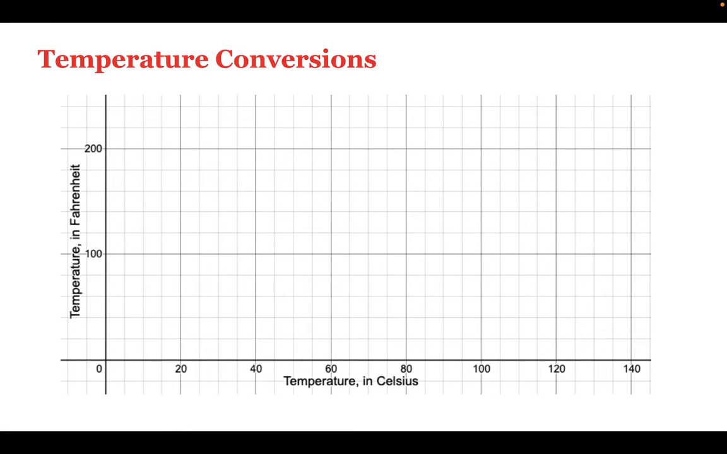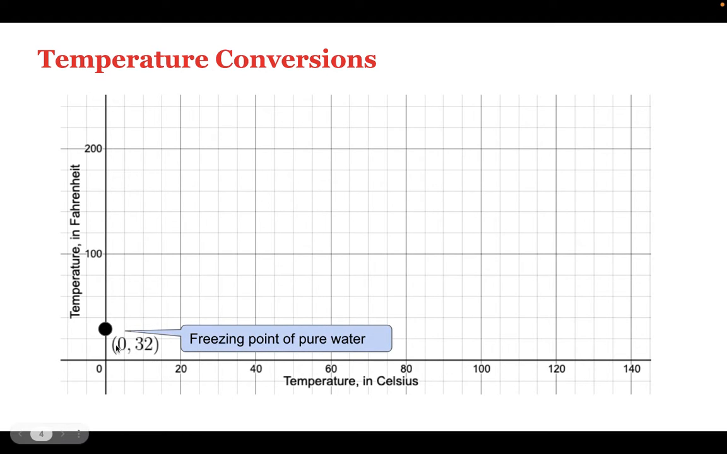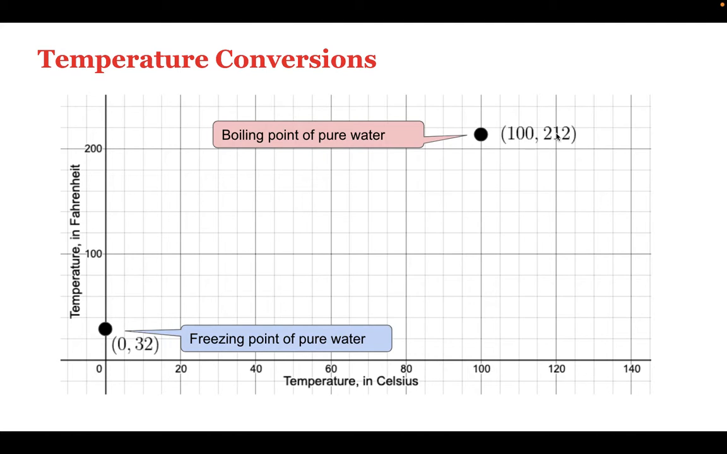So converting between temperatures is pretty easy. We know that water freezes at 0 degrees Celsius, which is 32 degrees Fahrenheit. So I can make that a point on a graph. Water boils at 100 degrees Celsius, which is 212 degrees Fahrenheit. So using those 2 points, I can develop an equation for a straight line, and I can relate the y to the x. So equations for straight lines are always y equals mx plus b.